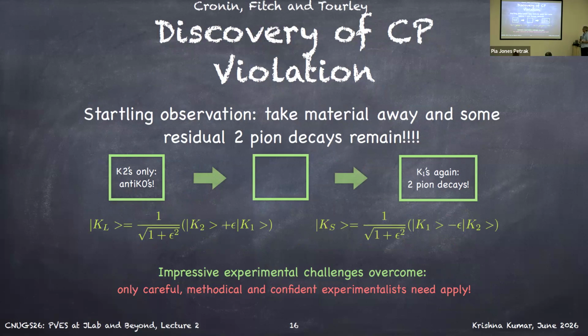So we now know that the K long is mostly K2, but a small admixture of K1. And the K short is mostly K1 with a small admixture of K2. So I show this as how looking for symmetries and symmetry violations is an extraordinarily powerful way to make new discoveries.